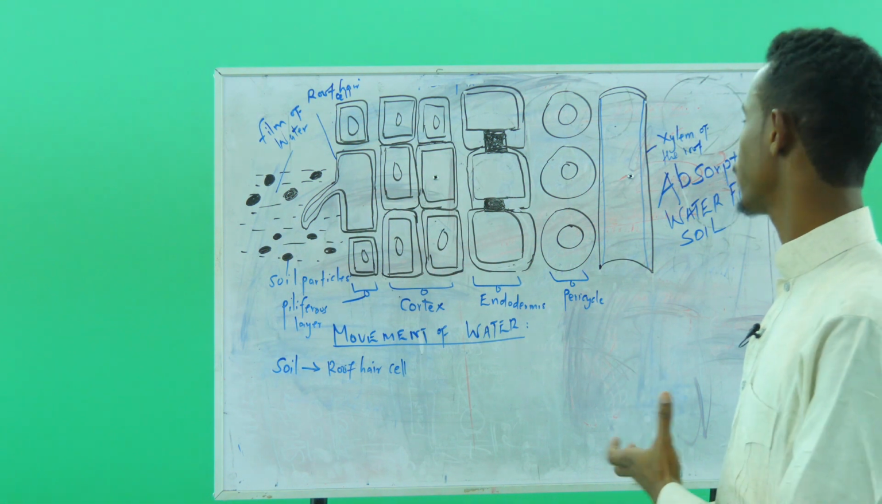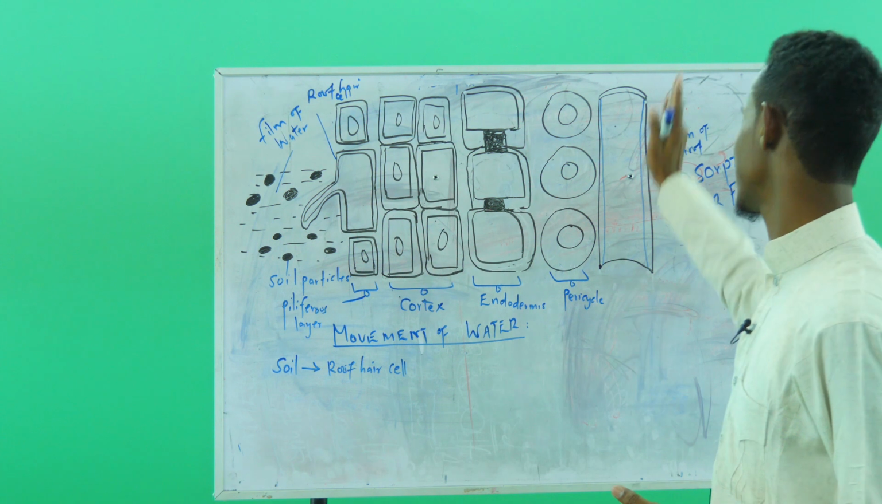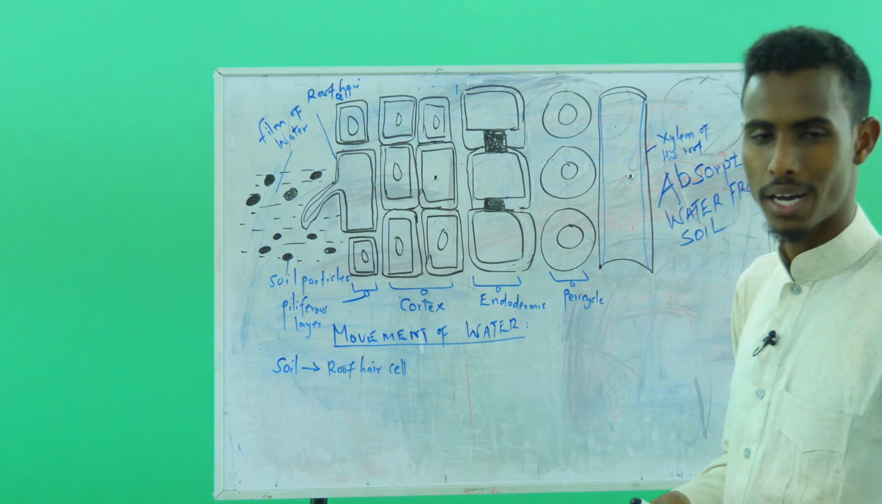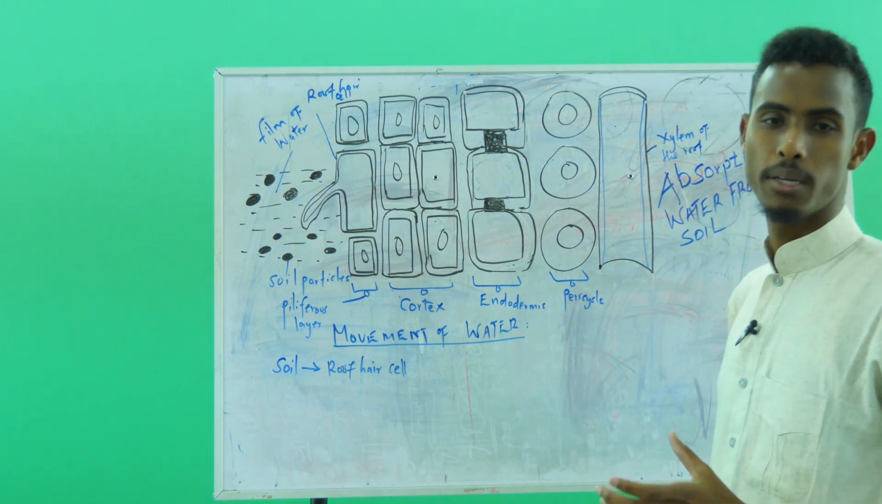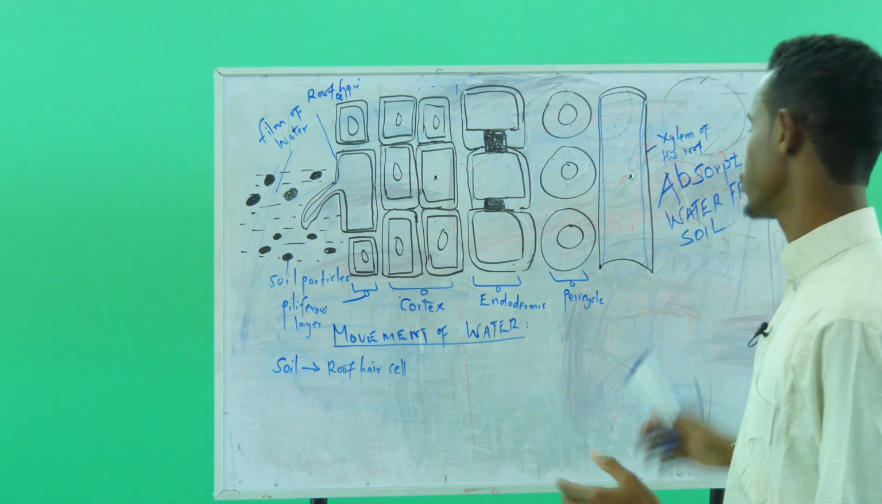Now let's go to another force called capillarity. Capillarity is the tendency in which water molecules rise in a narrow tube. And as you can see, the xylem basically displays the structure of a tube.